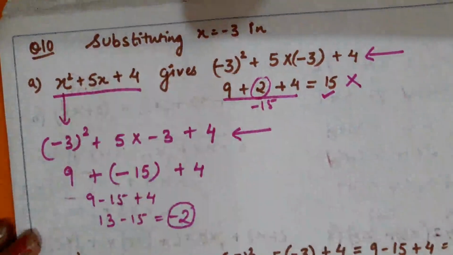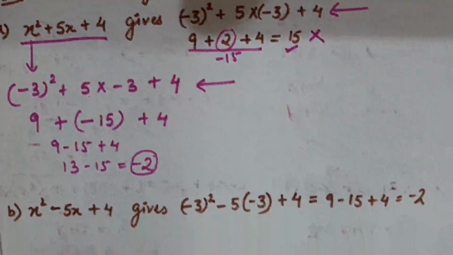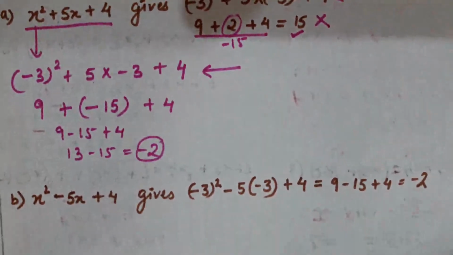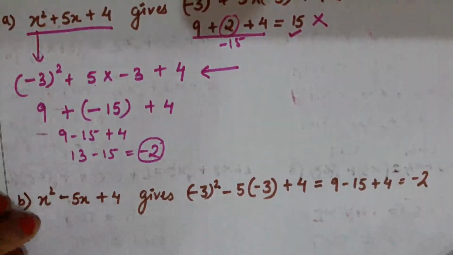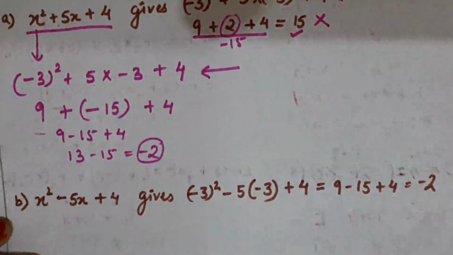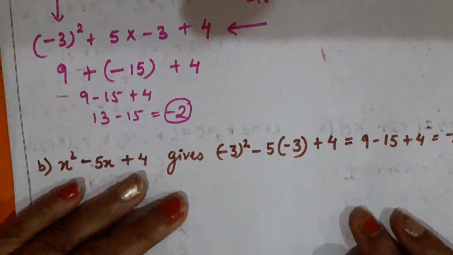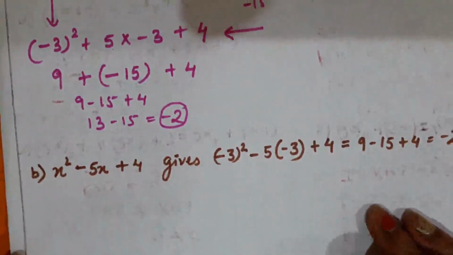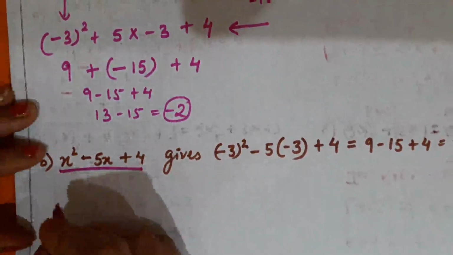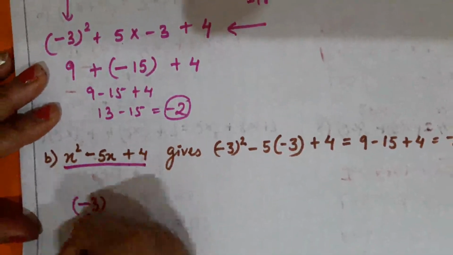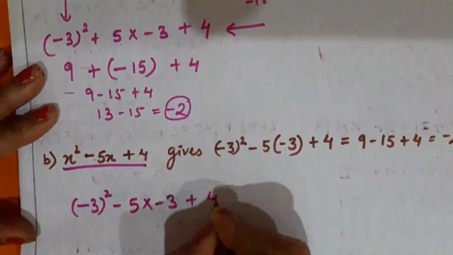Okay. Now let's move to the next part of the same question, question number 10, where we need to substitute anything. So again, the statement is different. Instead of this plus sign, we are having minus sign here. X square minus 5x plus 4. Again, we need to put -3 in this. So let's put -3 in this particular statement. -3 whole square minus 5 into -3 plus 4.